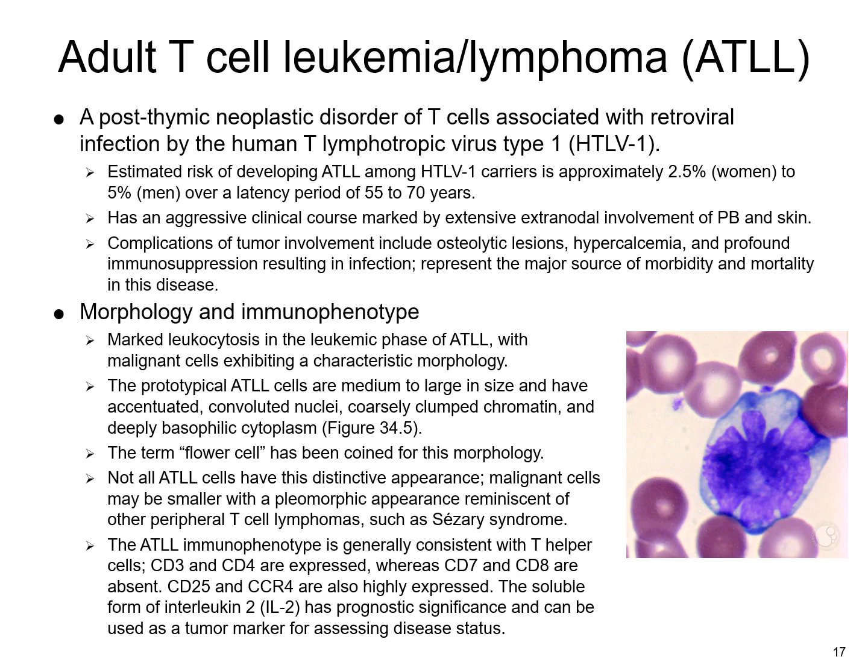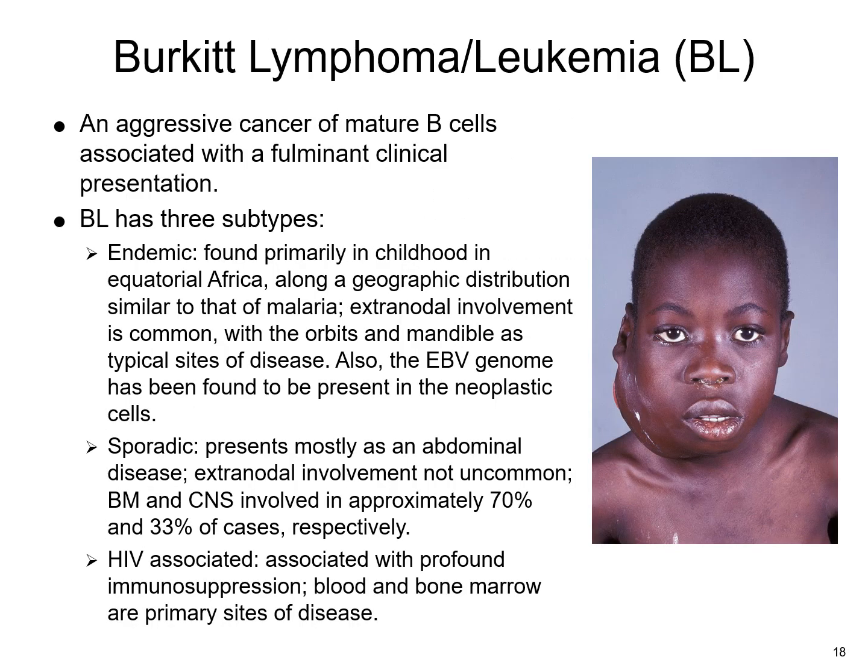And interleukin 2 can also be used as a marker for assessing the disease status. Burkitt's lymphoma/leukemia is an aggressive cancer of the B cells, which is associated with a rapid, progressive onset. Burkitt's lymphoma actually has 3 subtypes.